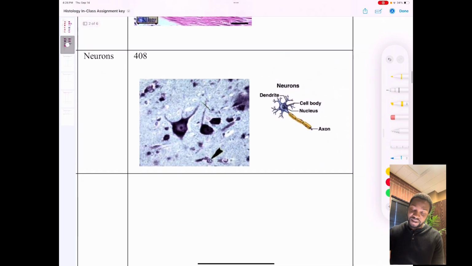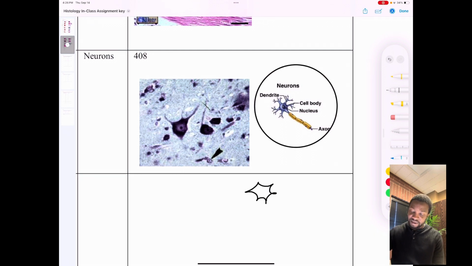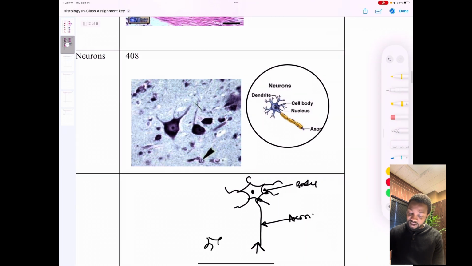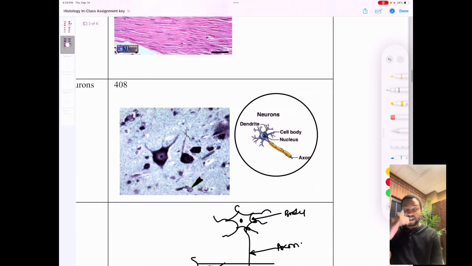Lastly, we have neurons, and I think I already drew a neuron for you, but this is what a neuron looks like. Again, you've got the dendrites, which receive information. You've got the nucleus. You've got the cell body. You've got the axon, which sends information to another neuron that's just nearby. So those are neurons, and that's what a neuron slide would look like.